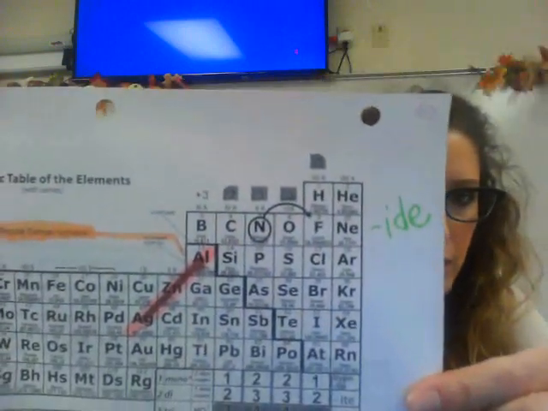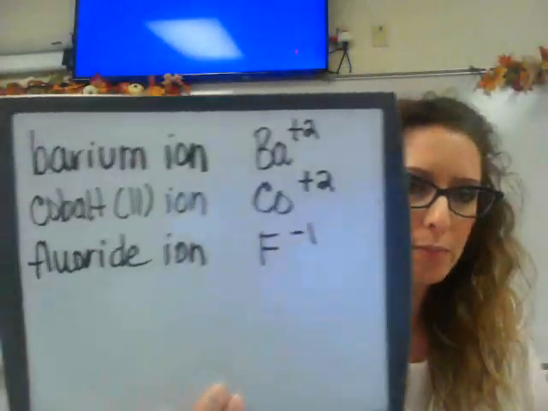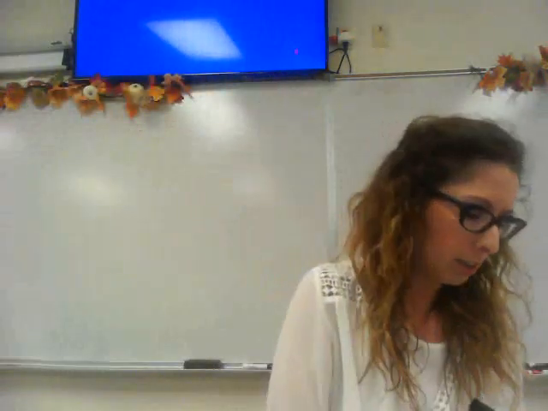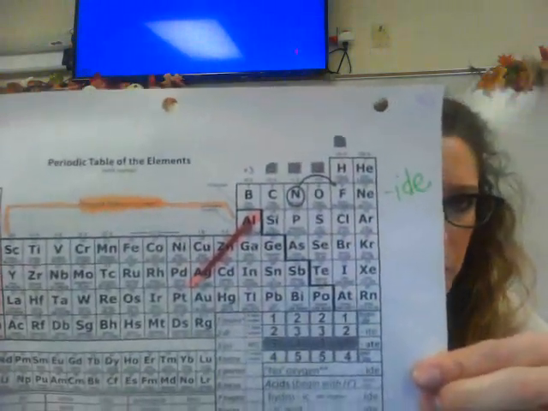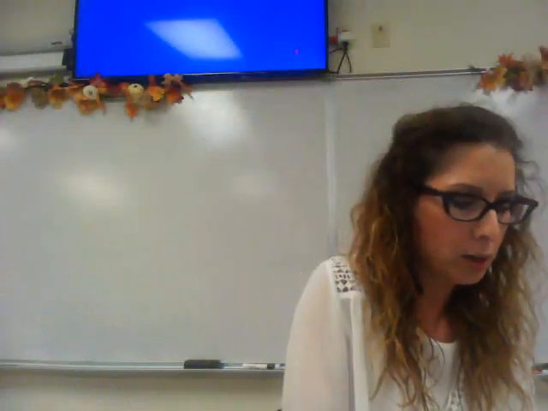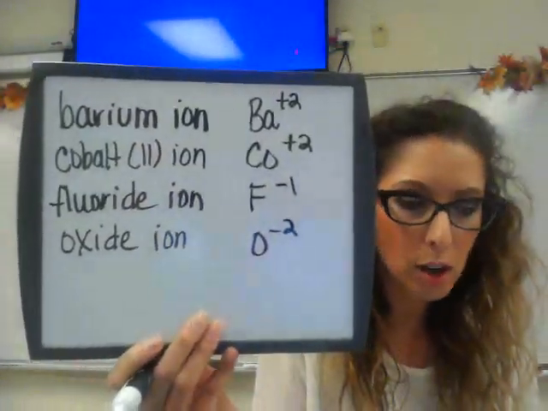For C, which is the fluoride ion, fluorine is a nonmetal. It's on the right-hand side of the periodic table. It's over here. Okay, that's why it's ending in "ide," and you're going to put F. And then if you look above fluorine, there's a -1. That's the charge for any element in that group. So you put F -1. Then we're going to do the oxide ion. That's oxygen, right? Because if it ends in "ide," that means it must be a nonmetal. Above oxygen on the periodic table is a -2. So you're going to write O, -2. And that's all you do.